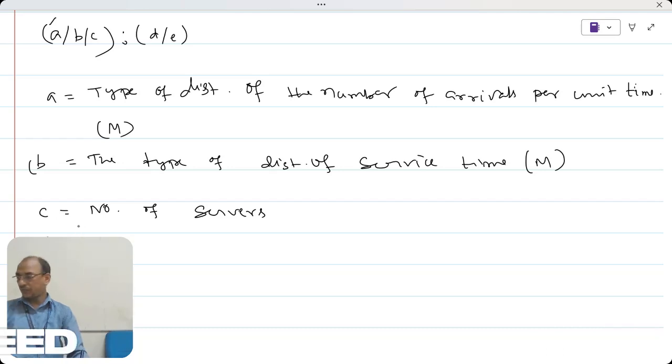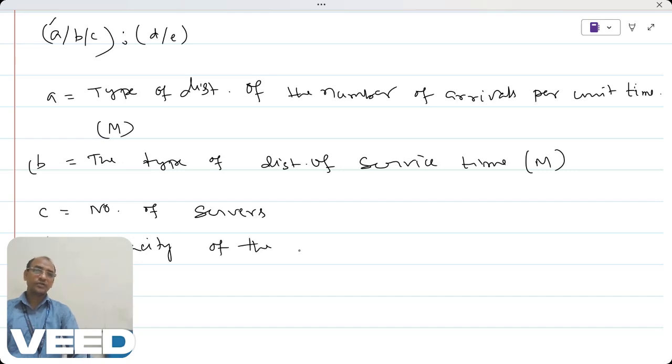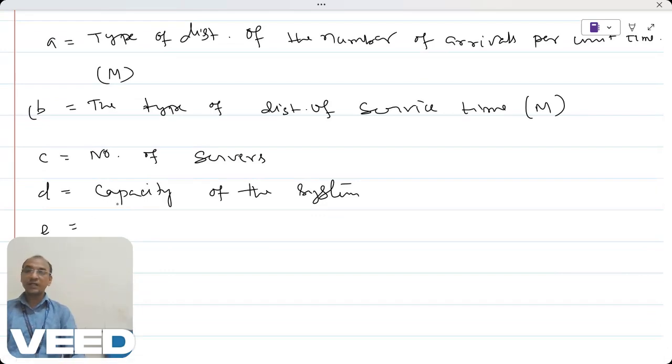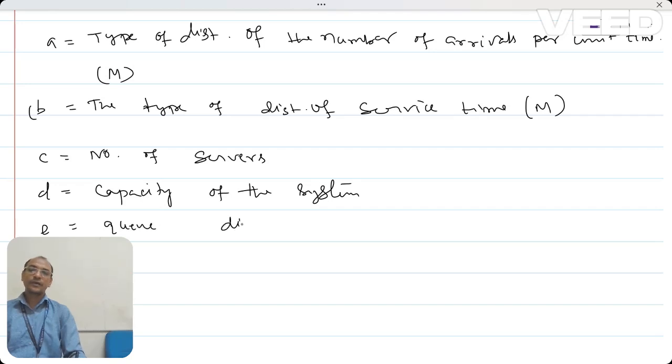And D will be nothing but the capacity of the system. That means how many customers can be accommodated in the system. Where there are servers, there will be a system, and in that system, how many customers can be accommodated. And finally, E is nothing but the queue discipline.